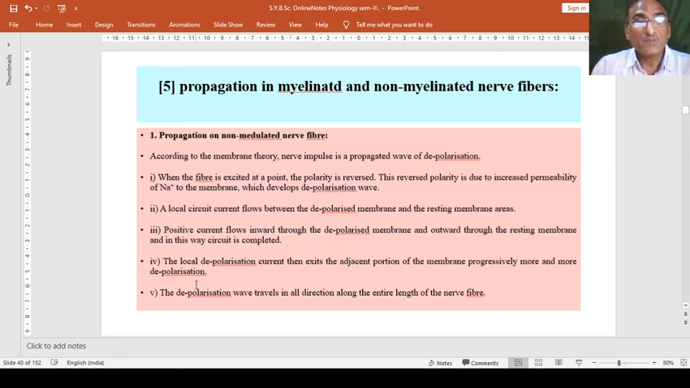The local depolarization current then excites the adjacent portion of the membrane, producing progressively more and more depolarization. Means as the movement of ions occurs, the activity of depolarization is continually going on. The depolarization waves travel in all directions along the entire length of the nerve fiber, and in this way the actual action of depolarization takes place through the axon.